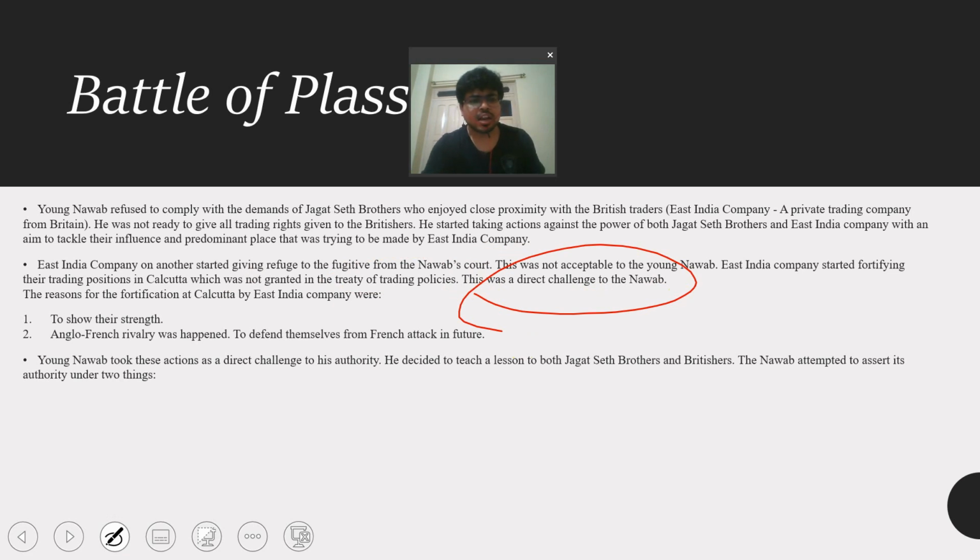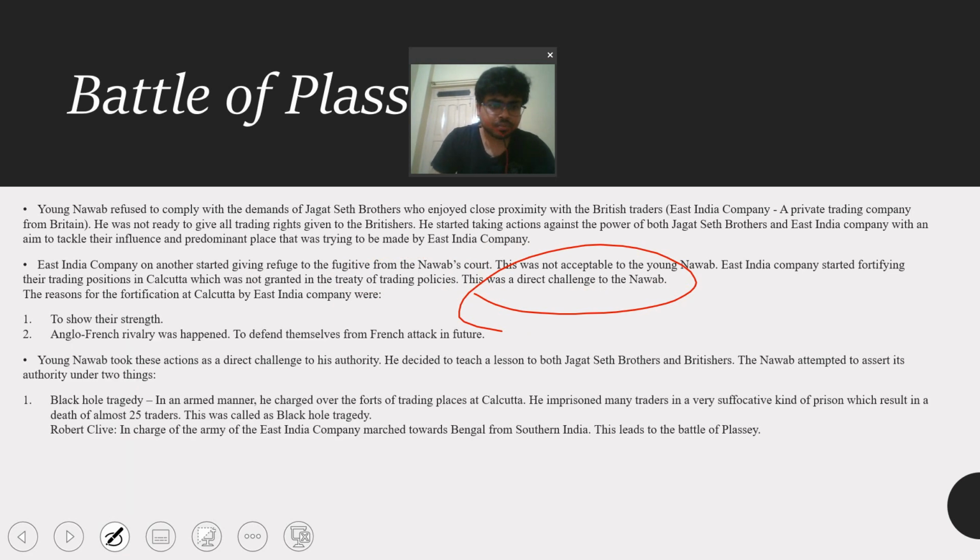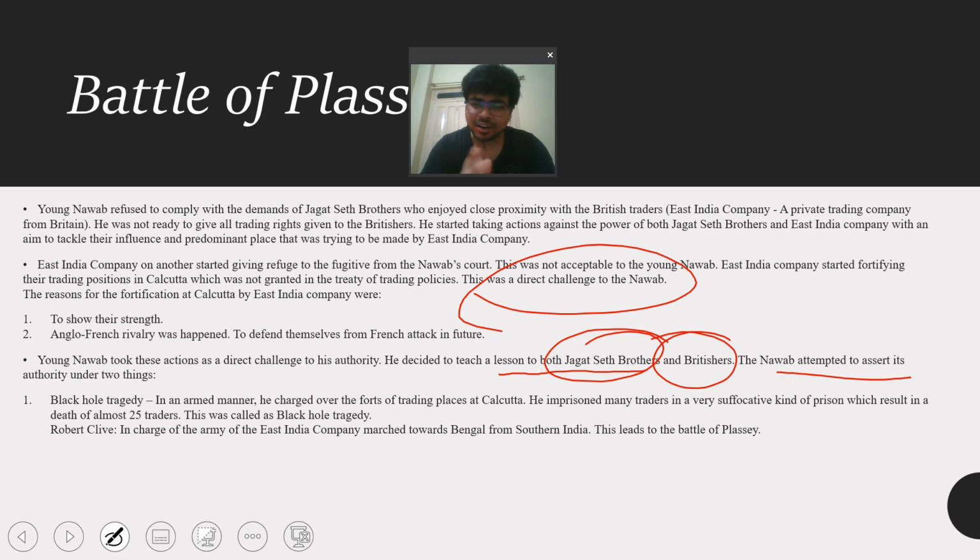The young Nawab, Siraj-ud-Daula, took these actions as a direct challenge to his authority. He decided to teach a lesson to both the Jagat Seth brothers and the British. The Nawab attempted to assert his authority through two things: the first is known as the Black Hole Tragedy, and the other led to the Battle of Plassey. So what are those things? We will see the two things.